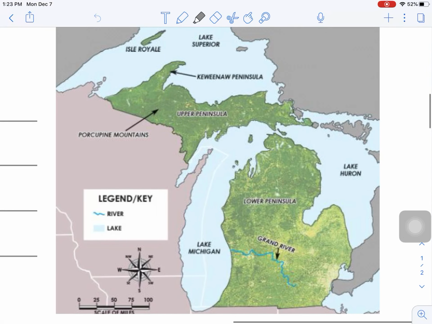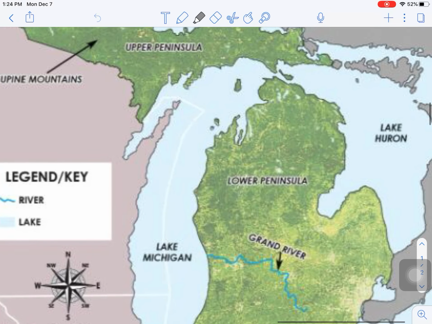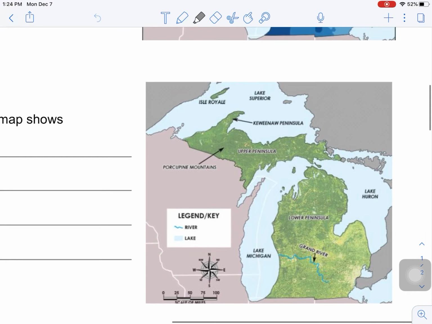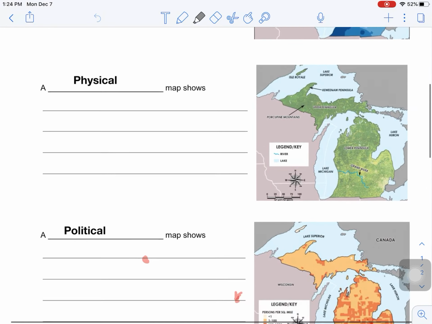Physical map, this is our example of a physical map here, and it's telling us the physical features of Michigan. So a physical feature, for example, is a lake here, and then also the river. If we had mountains in Michigan, that could be a physical feature. And you can notice that there's no roads, there's no city names on here because they really just want you to focus on those physical features of our map. So again, that is a physical map.